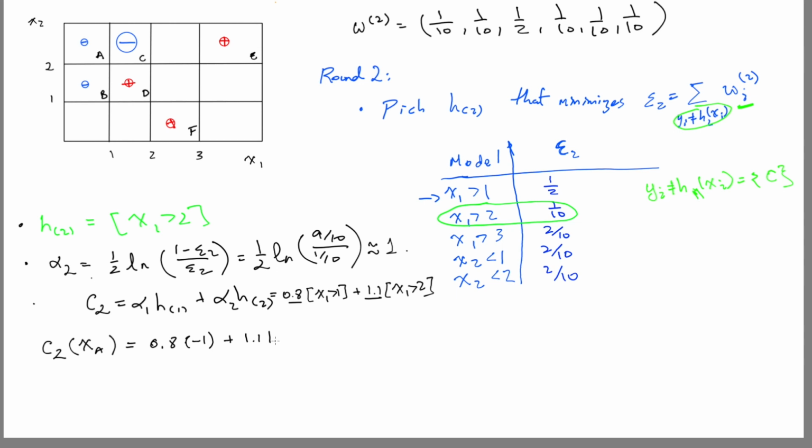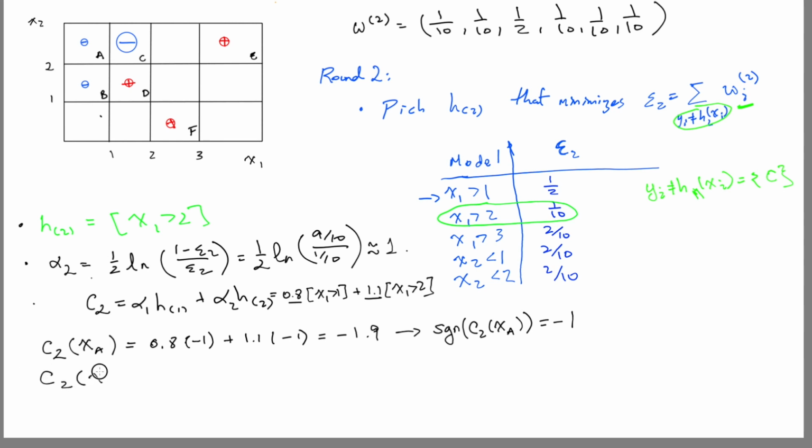Plus 1.1 times the class that x1 bigger than 2 classifies it as. Well, x1 bigger than 2 classifies everything to the left as negative, so this is negative 1. So this is minus 0.8 minus 1.1, so minus 1.9. Because this is a negative number, and remember our classification is the sign of C2 of XA, this is going to classify that point as negative. So you see it's classifying this point correctly. The combination of these two classifiers in this particular way classifies point A correctly.